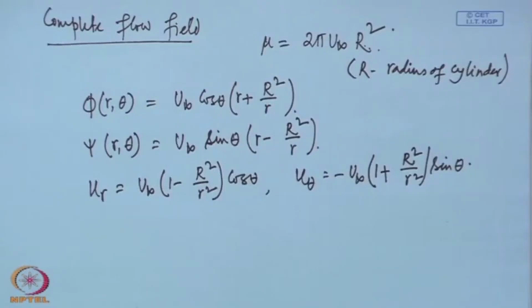Again the stagnation point will be at the two tips of the diameter along x axis, just like in case of oval. So, that is at theta equal to 0 and theta equal to pi, two stagnation points at theta equal to 0 and theta equal to pi, x equal to plus minus r.